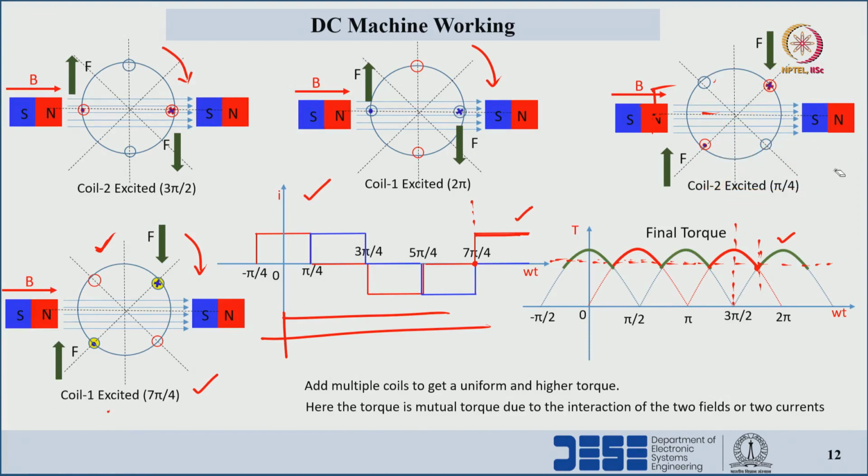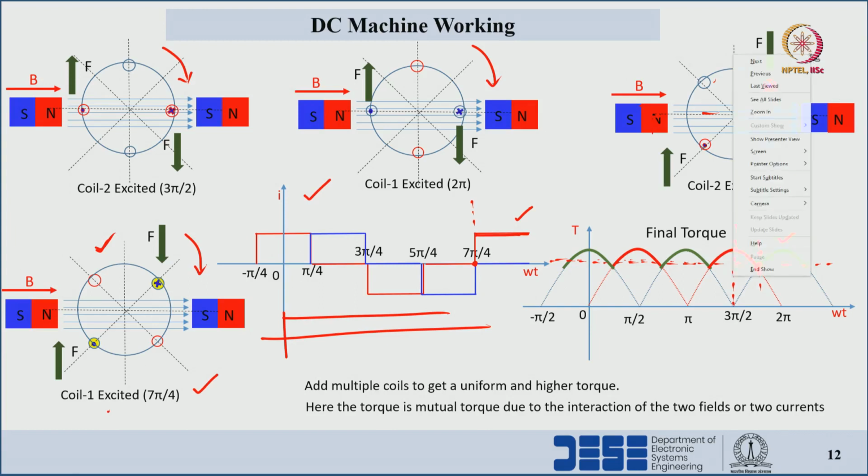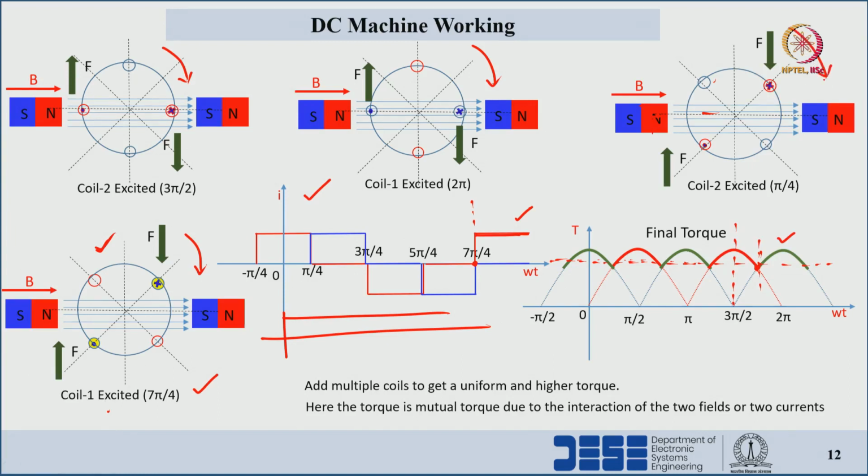And again at 5 by 4 duration also we can see how the torque is happening. Here also it is in the same direction. In this manner, this is the working principle of a DC motor.